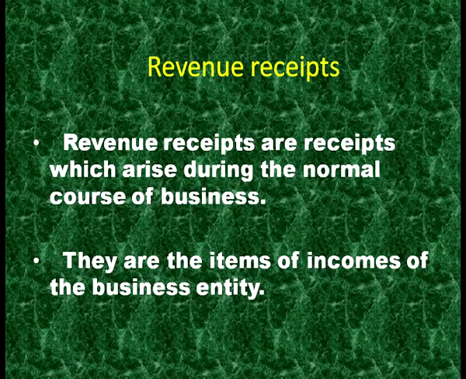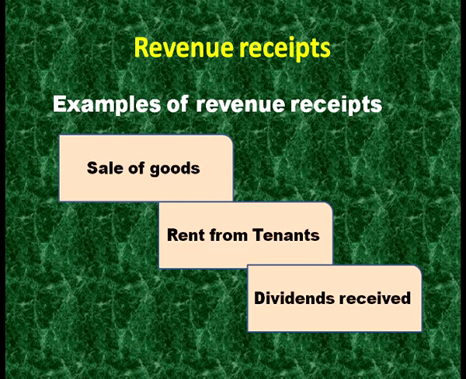So, what are revenue receipts? Revenue receipts are receipts which arise during the normal course of the business. They are the items of income of the business entity. You see the examples of revenue receipts. Sale of goods, whatever amount you collect by selling your goods, is the best example of revenue receipt. And then any other income. For example, if you have rented your business office to a person and he is giving you rent, that rent from the tenant is also a revenue receipt.